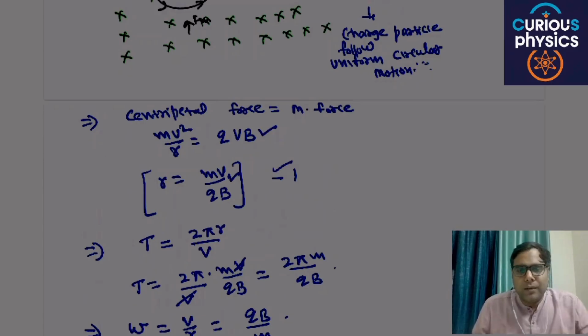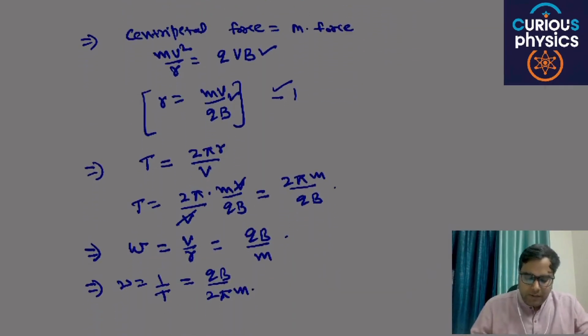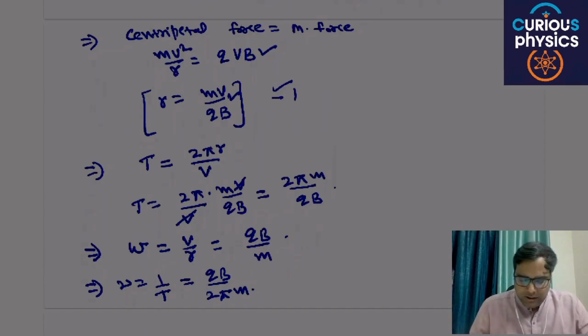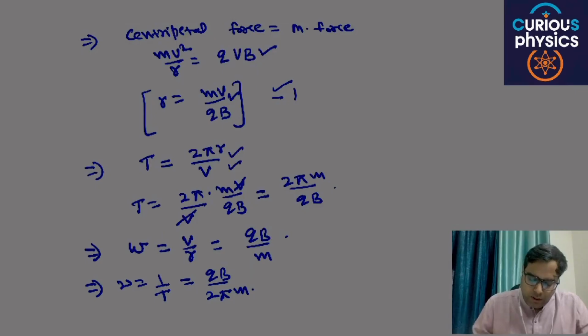Are you able to get my point or not? The other things you can easily find, like the value of time period, omega, and all the rest. Okay, the basic conceptual clarity should be in your mind.